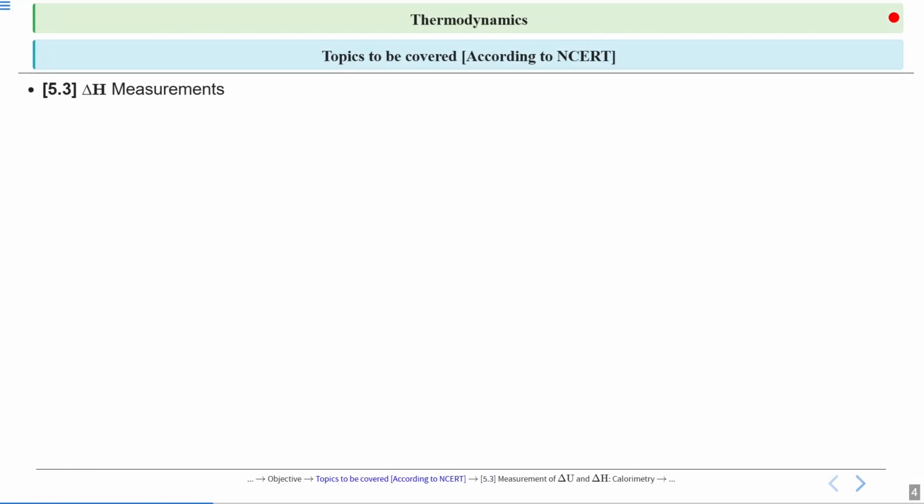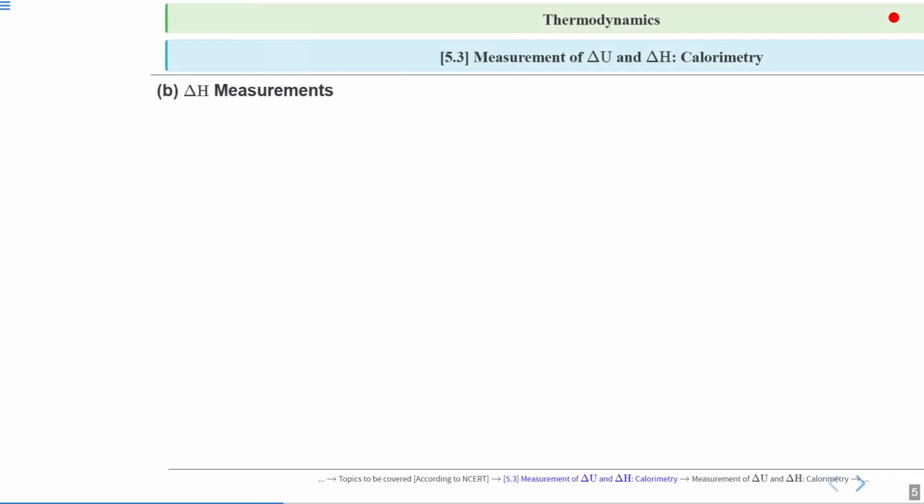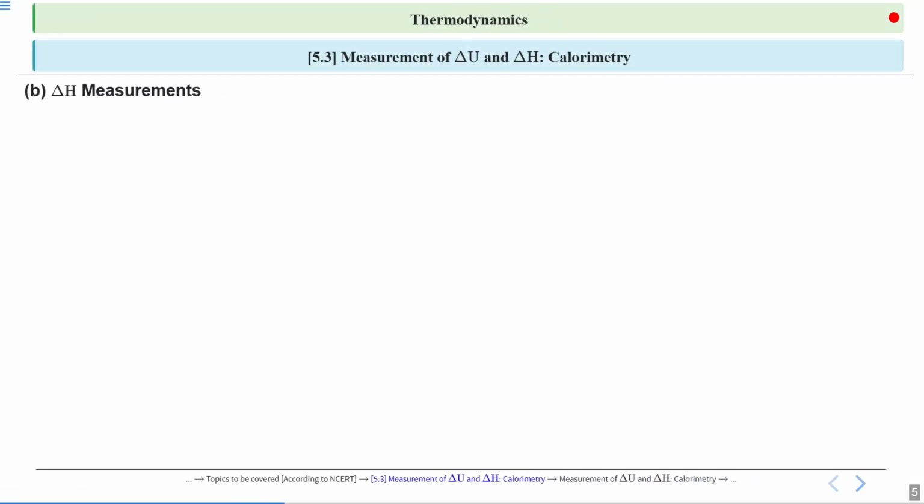Now, the specific topics from the NCERT that we are going to cover: 5.3, which is enthalpy change measurement. Then in that we'll also do a question related to topics already covered in the previous sessions of the theory. That is exercise question 5.8. It is basically related to enthalpy and some previous knowledge, so you have to know about both of them. So let's start our discussion.